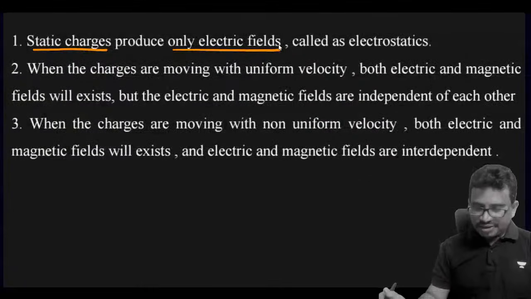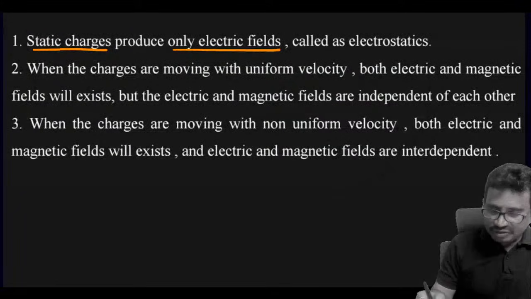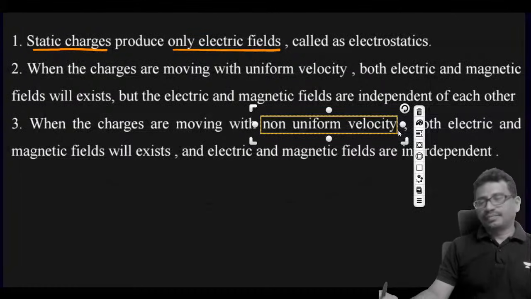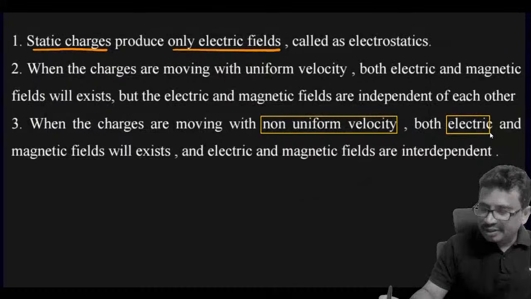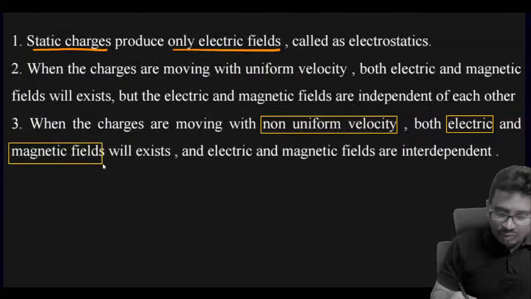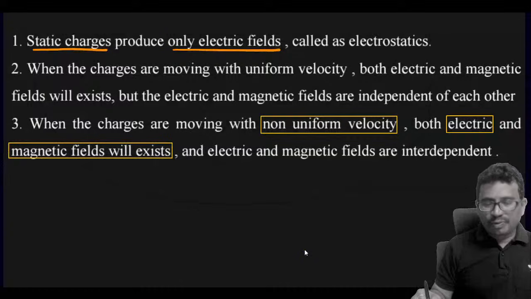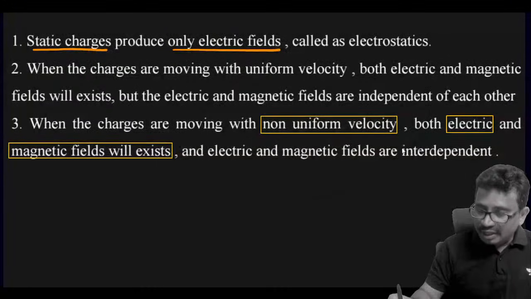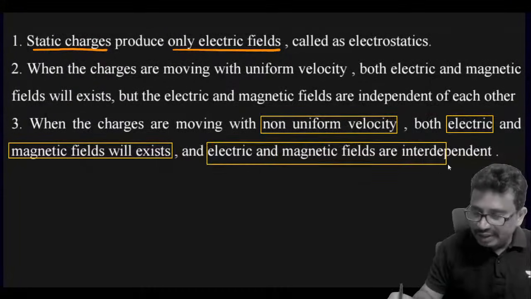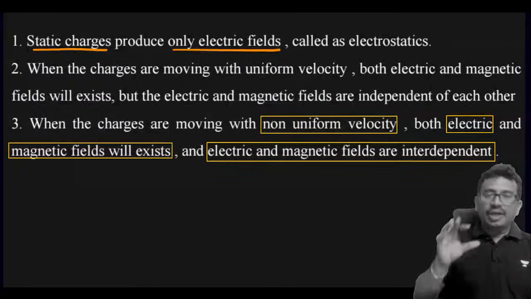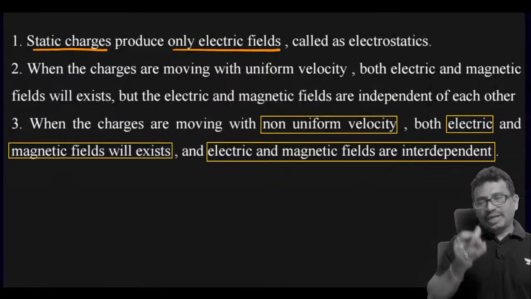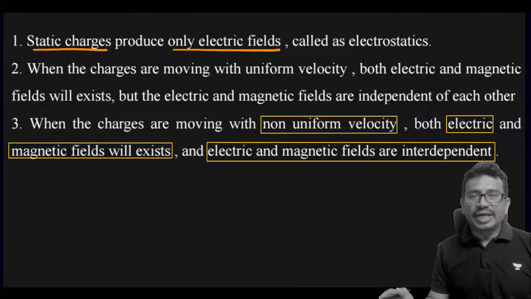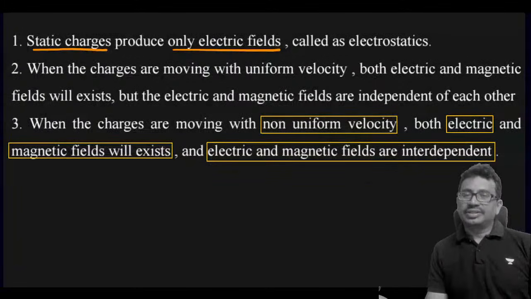But when the charges are moving with non-uniform velocity, in this case we have electric field and magnetic field, both will exist. How are these two related? Electric and magnetic fields are interdependent, meaning electric field depends upon magnetic field and magnetic field depends upon electric field. That's why these are called electromagnetic fields.